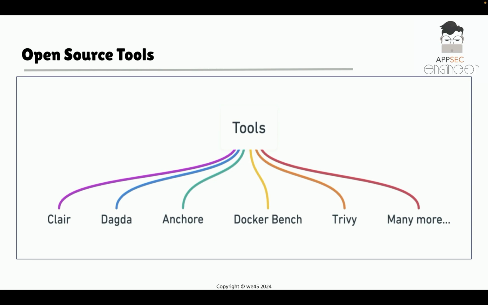You can see here the list of open source tools that are available. We have Clair, Anchore, Docker Bench, and many more. Docker Bench is an interesting tool that is going to run on the host that is running your Docker containers. It is essentially an automated check for all of the CIS benchmarks for Docker. It is going to run all of these tests against the host machine that is running your Docker containers. And we also have many more tools that are both open source and commercial.